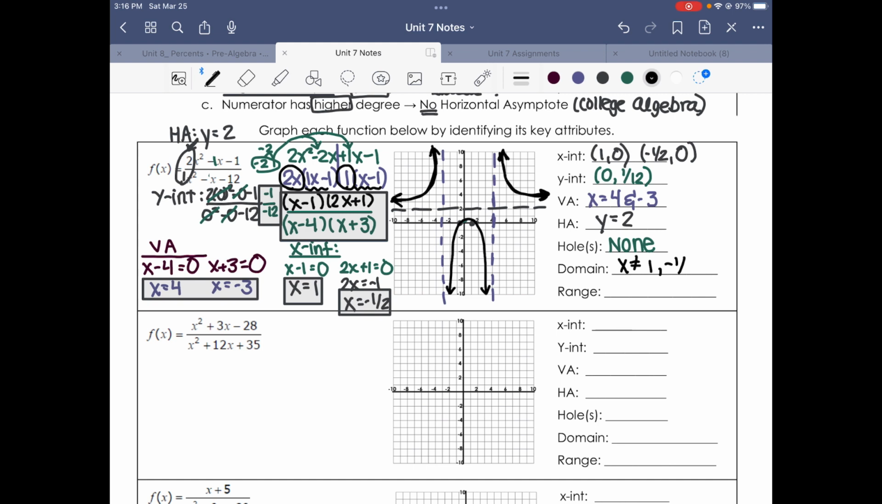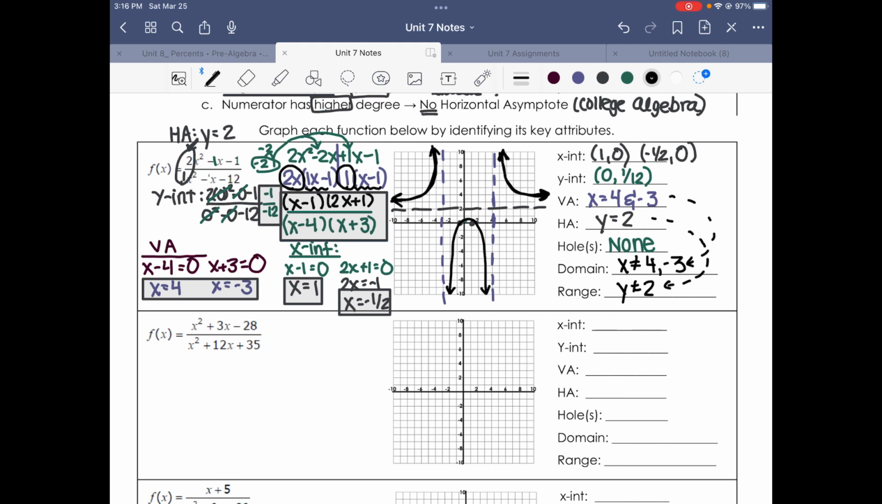-1. In this case, x cannot equal 4 or -3. That's where we put our vertical asymptotes. For the range, y cannot equal 2. So the asymptotes become the values that the domain is not equal to.